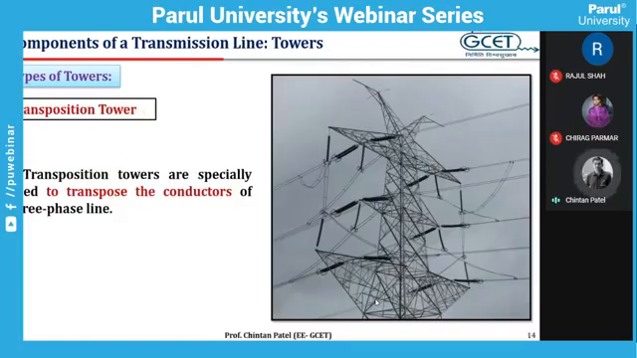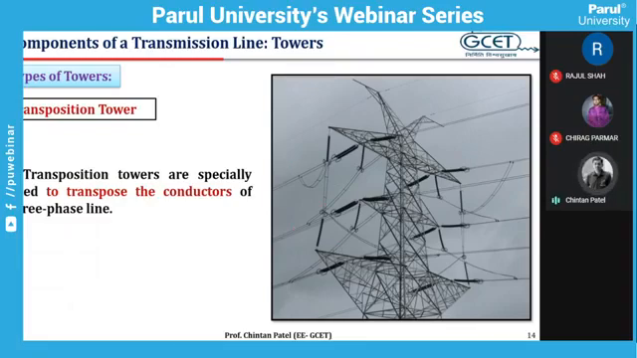The next type of the tower is transposition tower. We know the conductors of the transmission line are transposed after certain distance to nullify or compensate the effect of mutual inductances, and this transposition is carried out at tower. So the tower which is used for transposition purpose of the conductor or phases is called transposition tower.